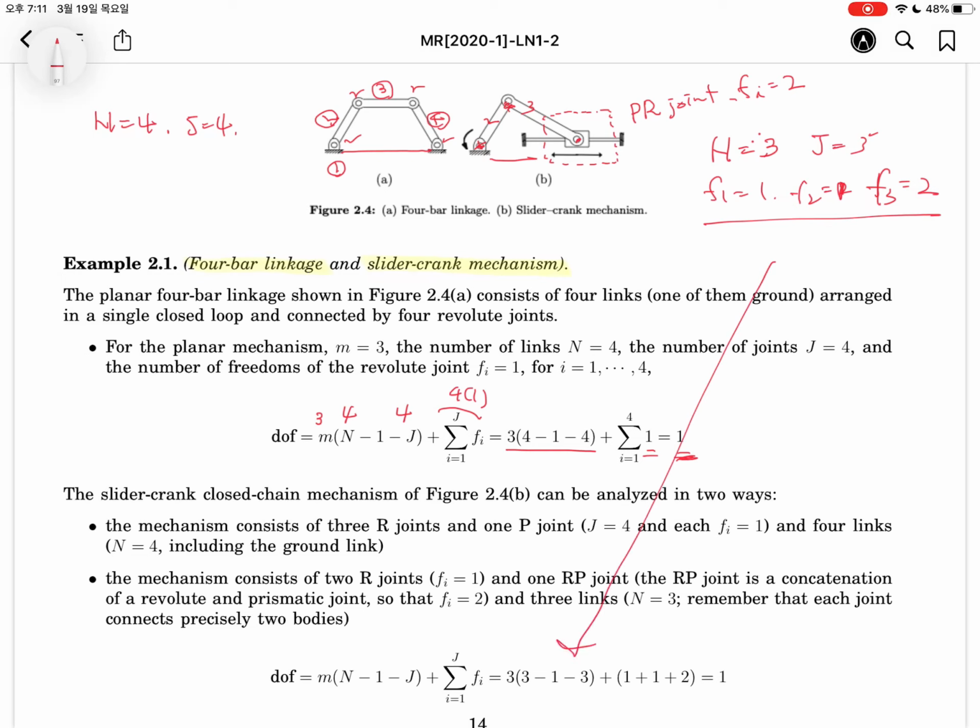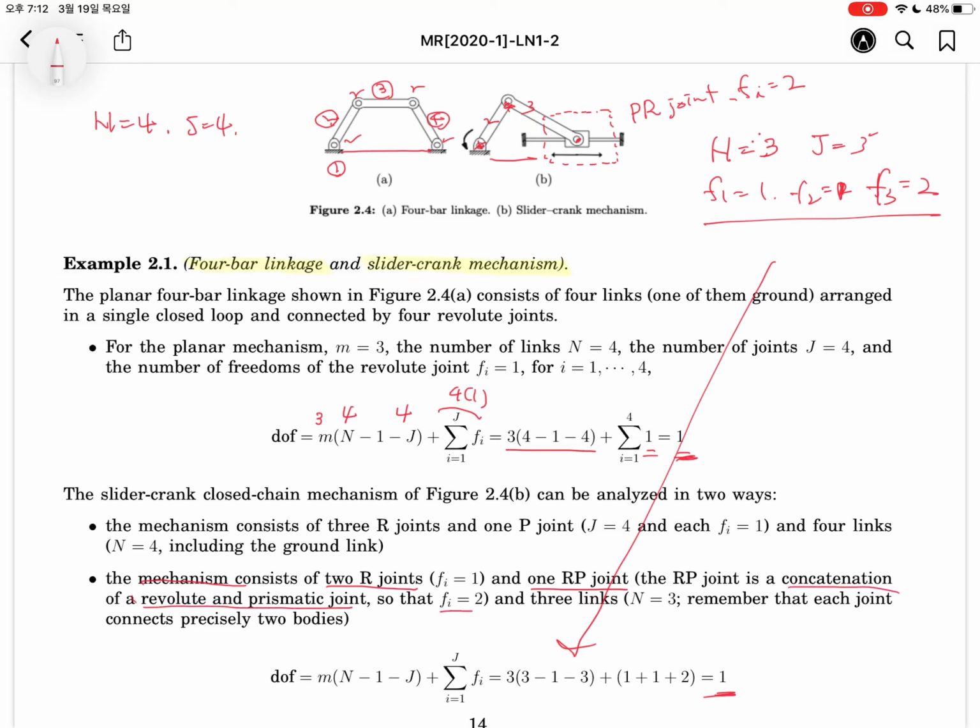Okay, let's apply this data. Then we have 1. It means some joints can be combined to make a new type of joint, but it does not affect the result of the Grubler formula. Okay, let's read the last sentence. The mechanism consists of 2 R joints and 1 RP joint or PR joint, a concatenation of a revolute and a prismatic joint. It was combined so that f3 is 2.